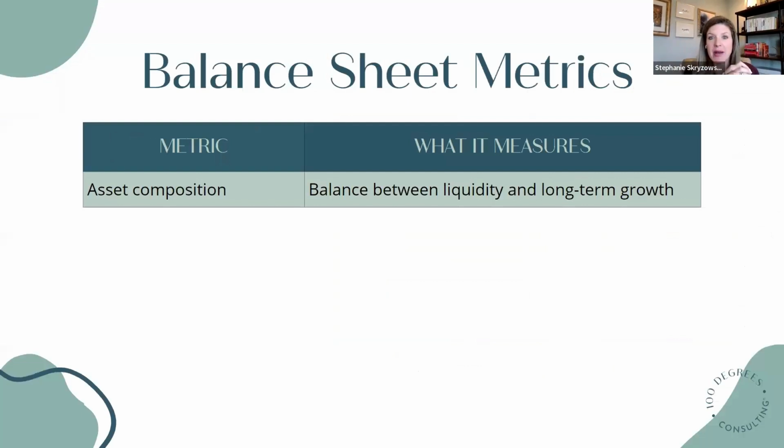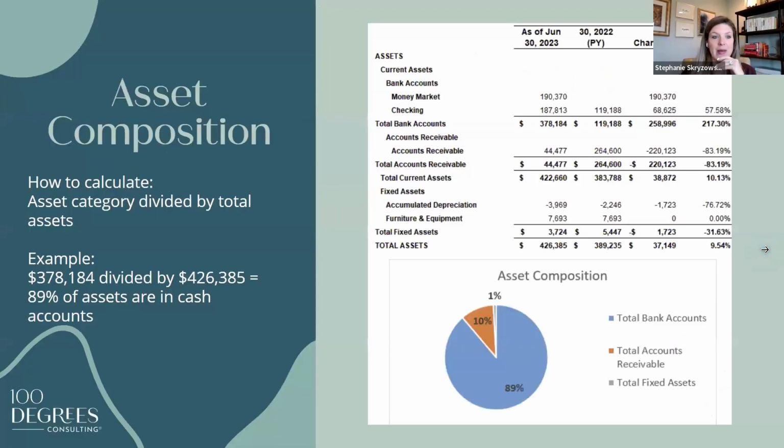Okay, so we just talked about our income statement, right? That's revenue, that's expenses. We're going to move over and talk about 4 different metrics on our balance sheet. And remember, the balance sheet is the snapshot in time of our assets and our liabilities. So the first metric is our asset composition, just looking at the balance between very liquid assets like cash and longer term assets. And so how do we calculate this?